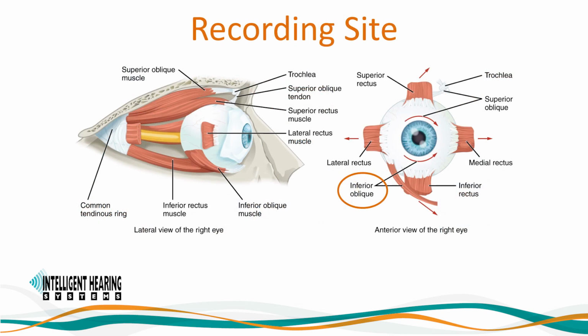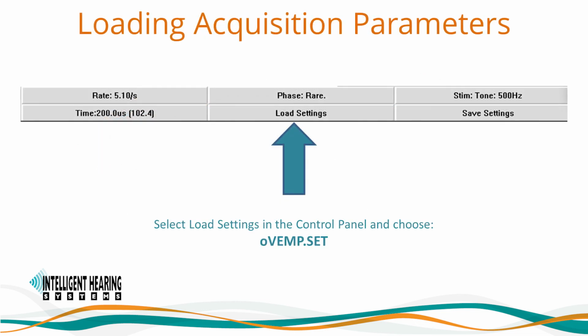The oVEMP recording site is the inferior oblique muscle, as shown here. Electrodes should be placed at the intersection of the inferior oblique muscle and the inferior rectus. Load the oVEMP settings, or the oVEMP.set file, via the Load Settings button on the control panel, or create your own settings file.